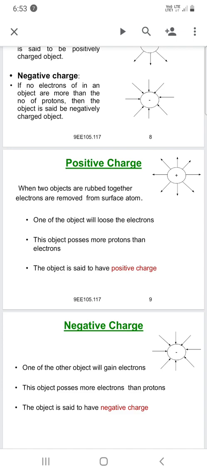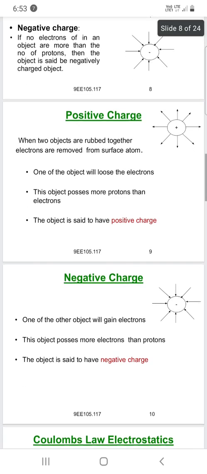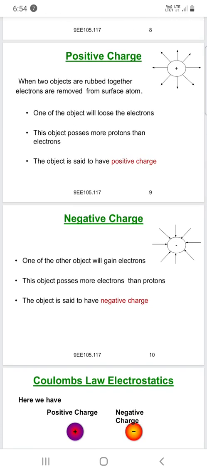So this is about the positive charge and the negative charge. Next, positive charge. When two objects are rubbed together, the electrons are removed from the surface atoms. So one of the objects will lose electrons.